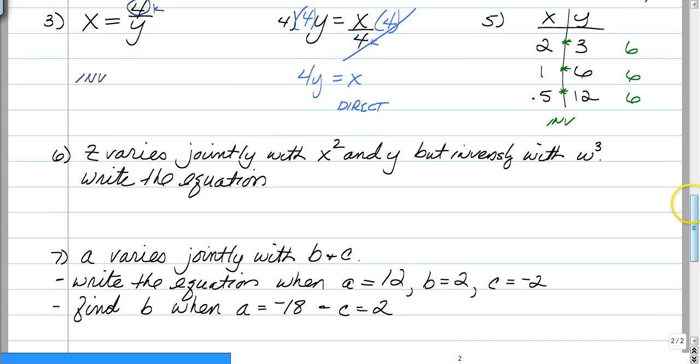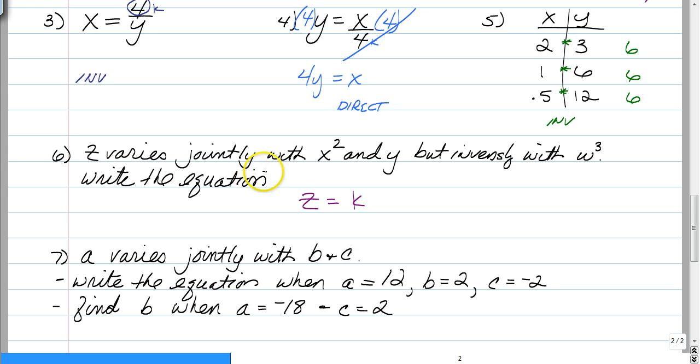Number 6 is just writing the equation. So you're going to have to do this 3 times on the quiz tomorrow, where you just read what it says and write it down, and you're done. So remember, whenever it says z varies, that means z equals. And now everything else happens with k. So you've got to have a k in it as well. So you might as well just say z varies jointly, or z varies, z equals k.